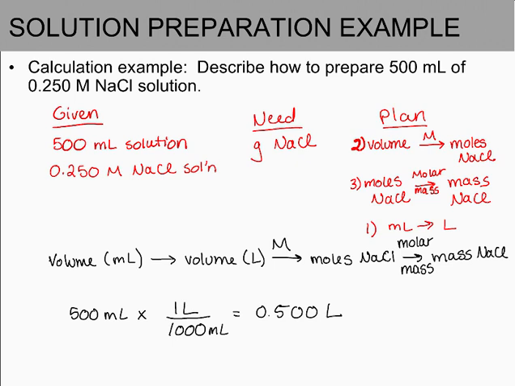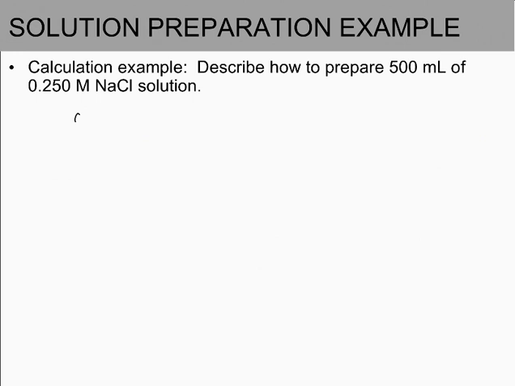So in the next step, we're going from volume to moles using concentration. Okay, so we have 0.5 liters of solution. And we're going to use concentration. Let's see, so our concentration was 0.25 moles of sodium chloride per 1 liter of solution. And we do want to end up with moles of sodium chloride, so let's put that in the numerator.